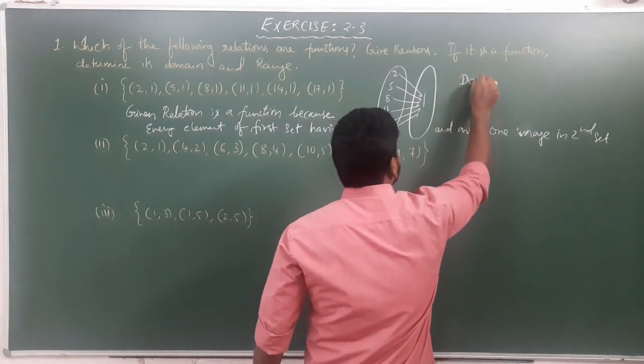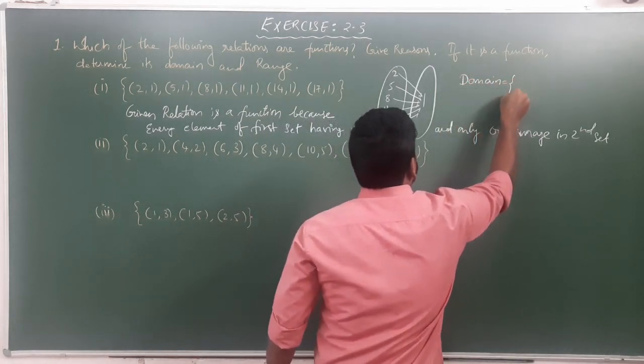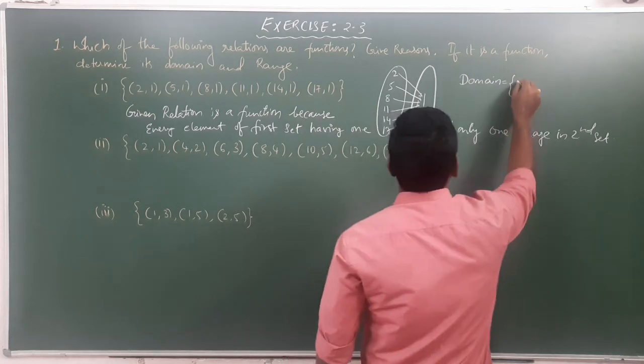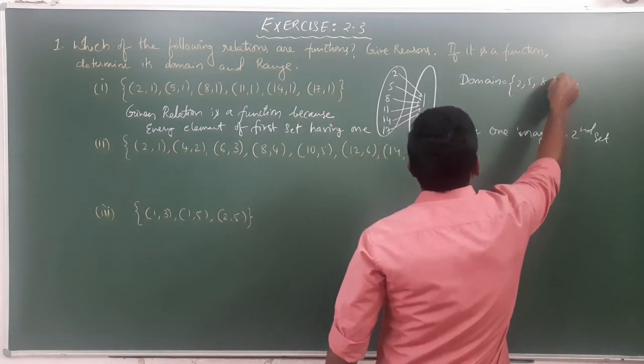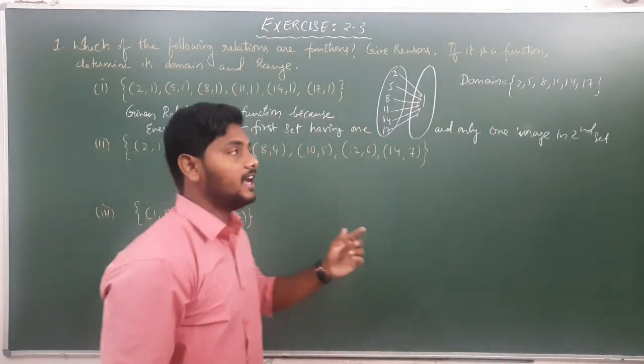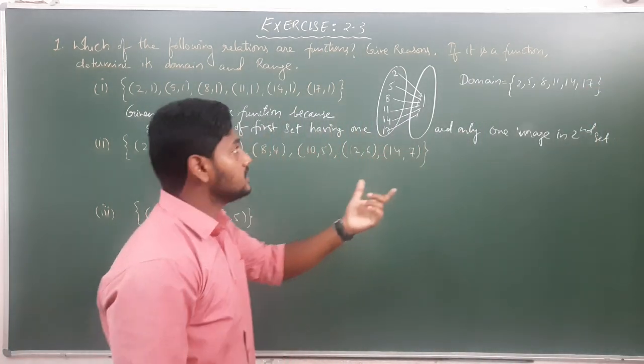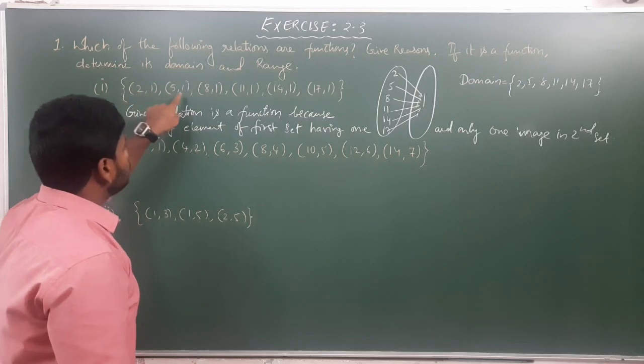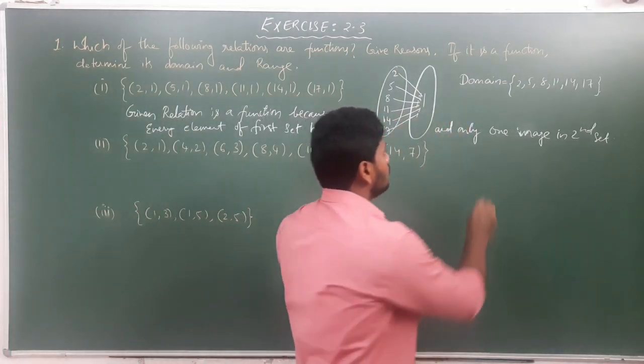What is domain of this function? Domain is nothing but set of all first elements. What are the first elements? 2, 5, 8, 11, 14 and 17. But domain and range both we need to write in terms of set only. Set of all first elements 2, 5, 8, 11, 14, 17 is domain.